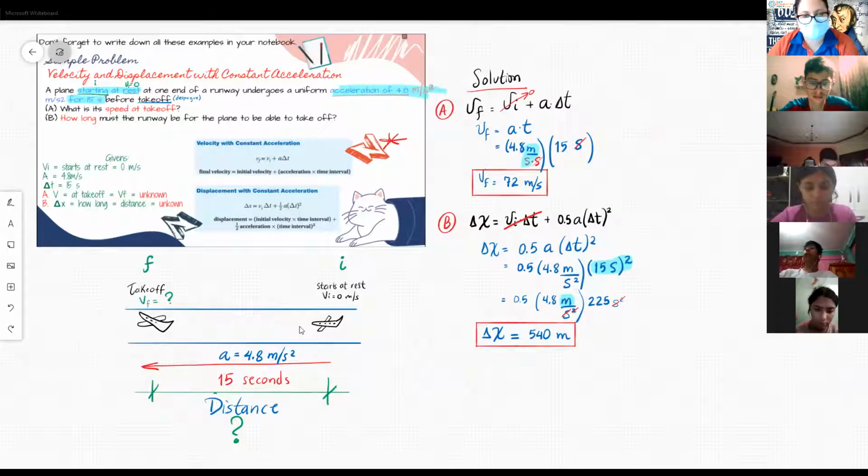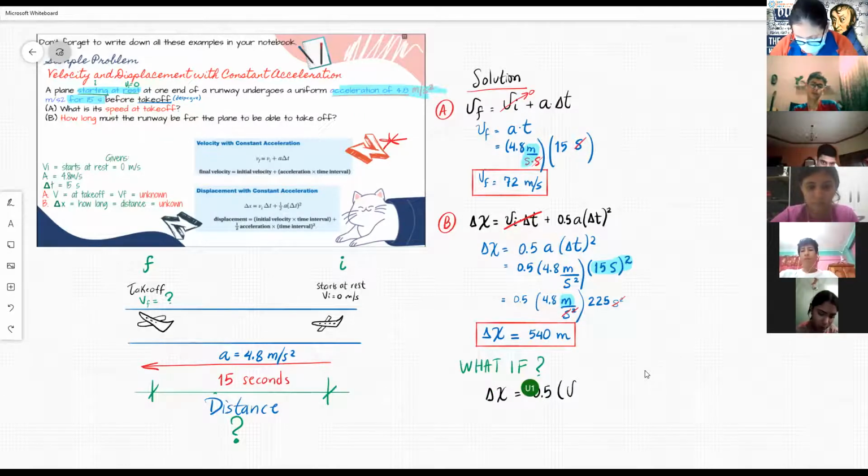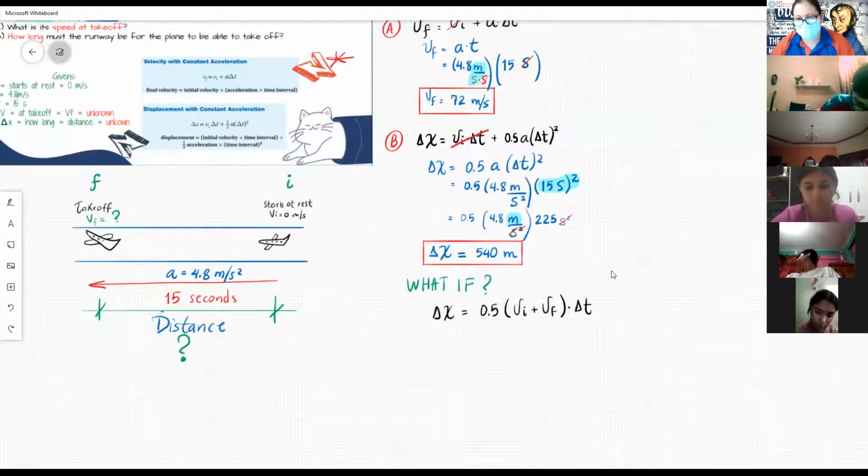Now, the day before yesterday, in the class before, people also asked me, Miss, what if we use the other equation? So this is the process, what if you use the other equation that I gave you for delta x? That is equal to 0.5, the addition of the velocities, initial plus final, and multiply times the time. Let's see what happens. What do you think? Is it going to be the same? Yes or no? Both equations are named the same way, displacement with constant acceleration.